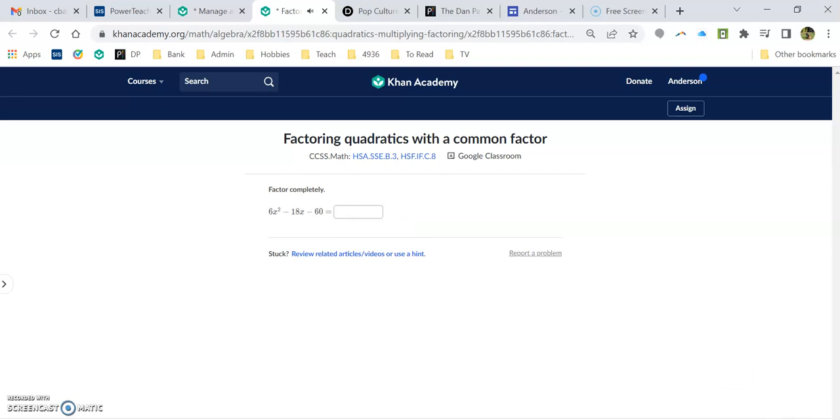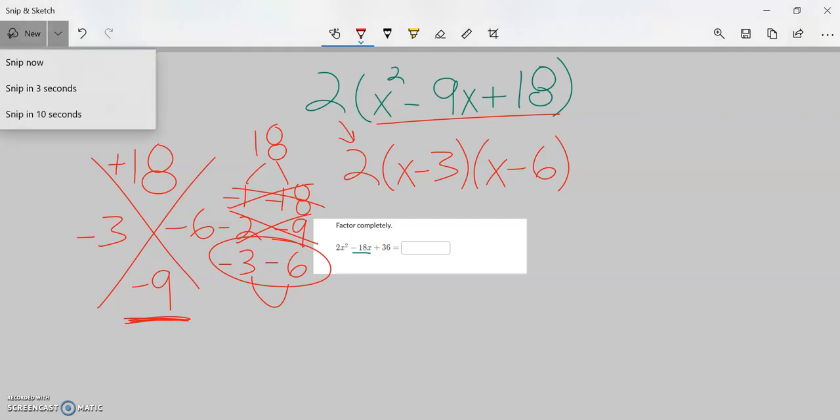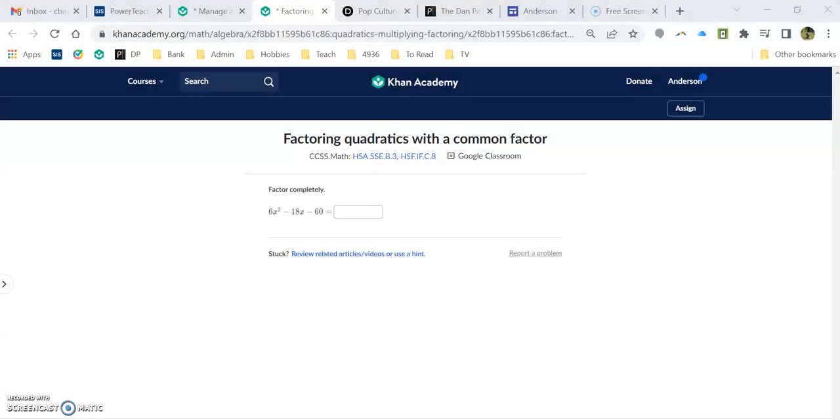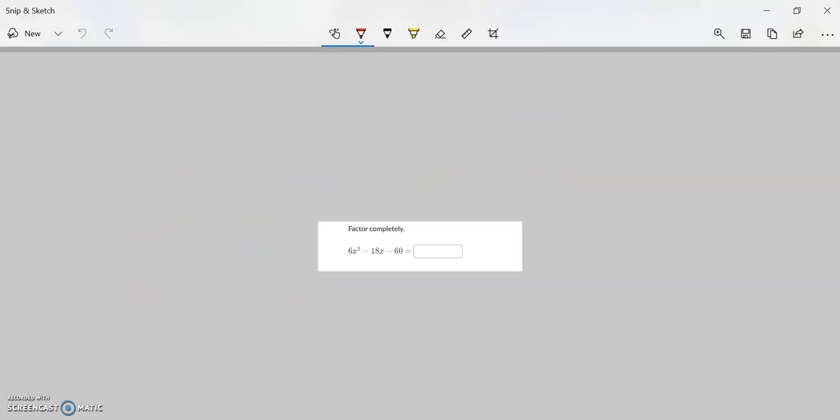Okay, I'm going to do one more of these because we've already touched base on all of the other stuff. So once again, we have a number out front. Our a value is not 1, so we're going to try and divide that number out to get it to be 1. So 6 goes first. 6 times what equals 6x squared? X squared. 6 times what is negative 18x minus 3x. And finally, 6 times negative 10 equals negative 60.